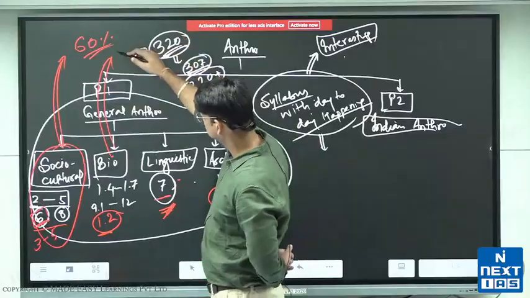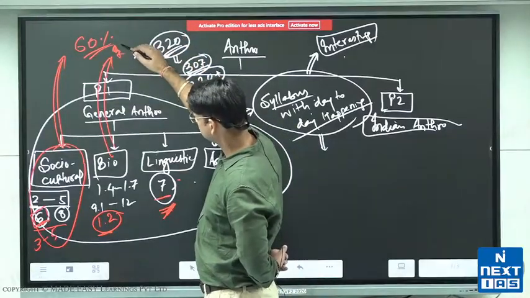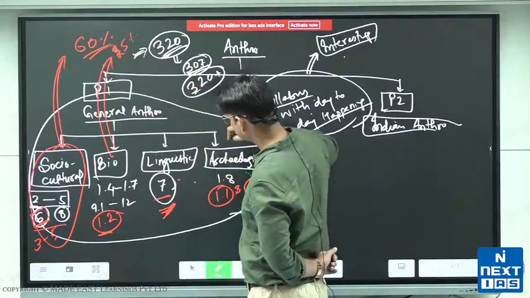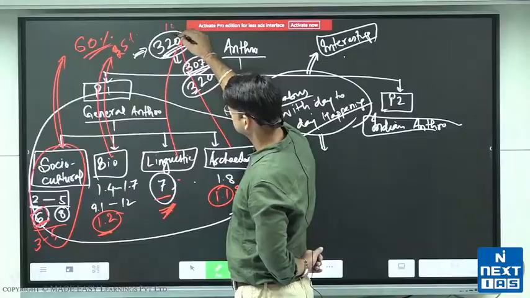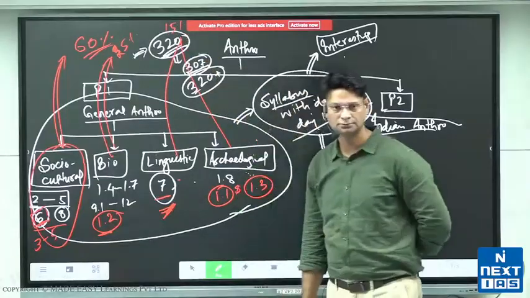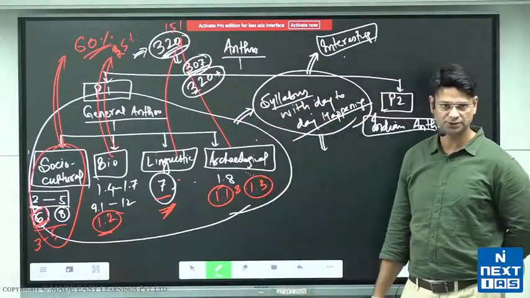Almost 25 to 30% approx is biology, right? And the rest is combinedly this. Okay, this is what anthropology is.